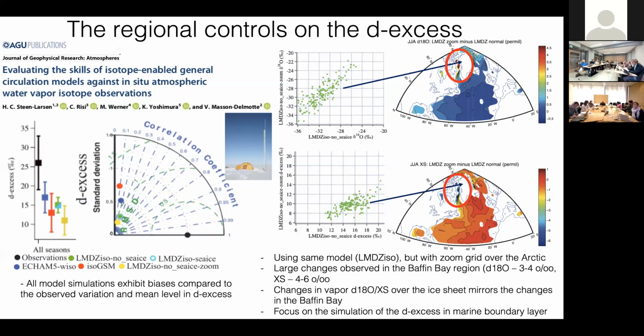So from that, we hinted that for the water vapor isotope composition of the Greenland ice sheet, which is very crucial if you want to use isotope-enabled models, together with ice cores, to say something about paleoclimate variability, what we needed to do is to really focus on DXS in the marine boundary layer.